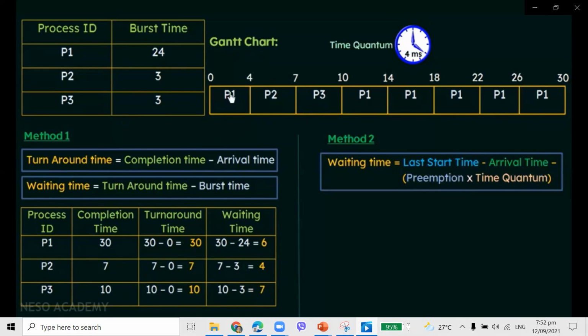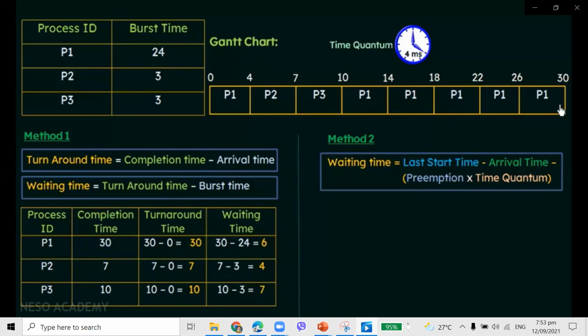arrival time. For this example, the arrival times are 0 for all the processes, and then from there we have to subtract the preemption into time quantum. Preemption means the number of times the process got preempted. So how many times did P1 get preempted? Let's see. P1 got the CPU here and it was preempted and the CPU was given to P2. Then again here P1 got the CPU and it was preempted. From here also it was again preempted, and from here also it was preempted, and from here also it was preempted. Now when it got the CPU here for the last time, at this point of time it completed its execution, so there is no preemption happening here.